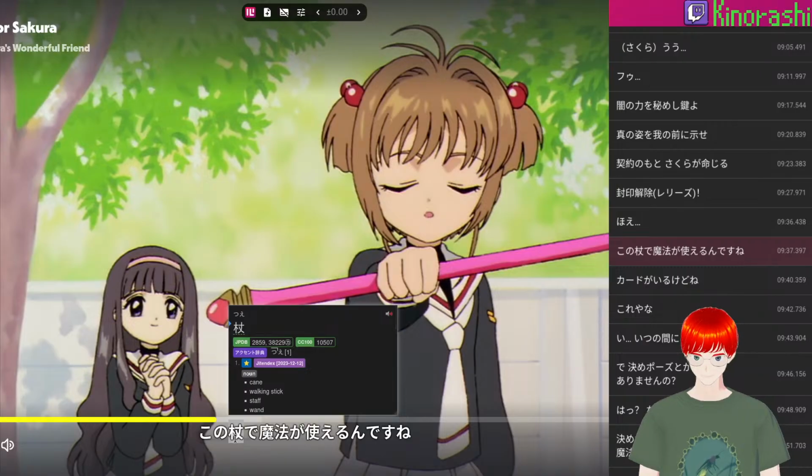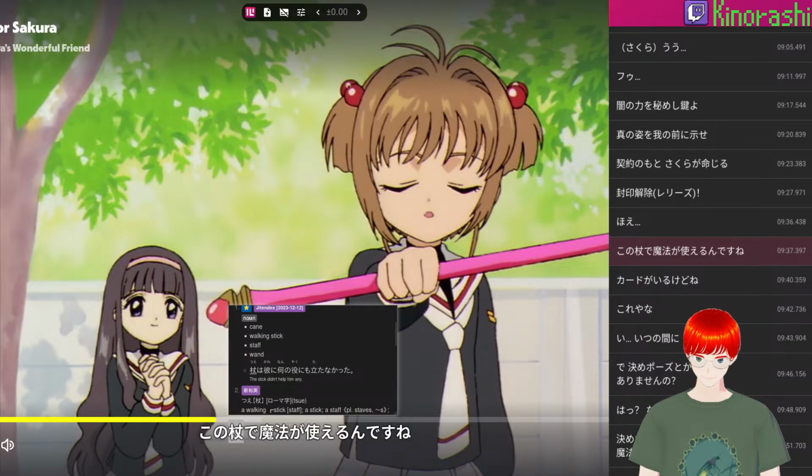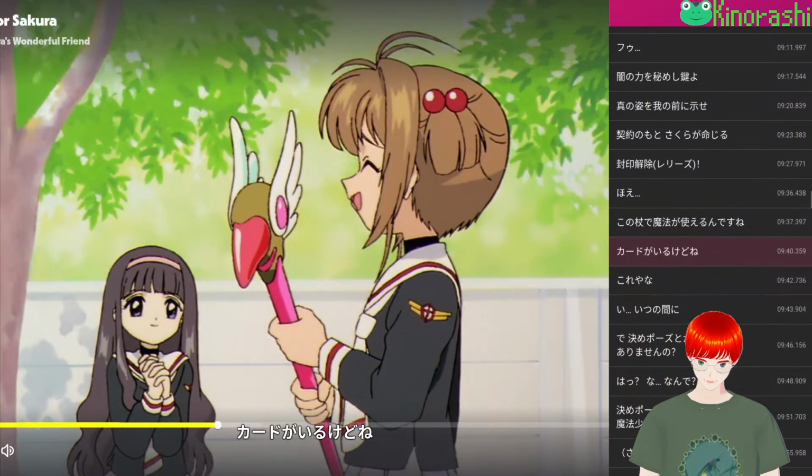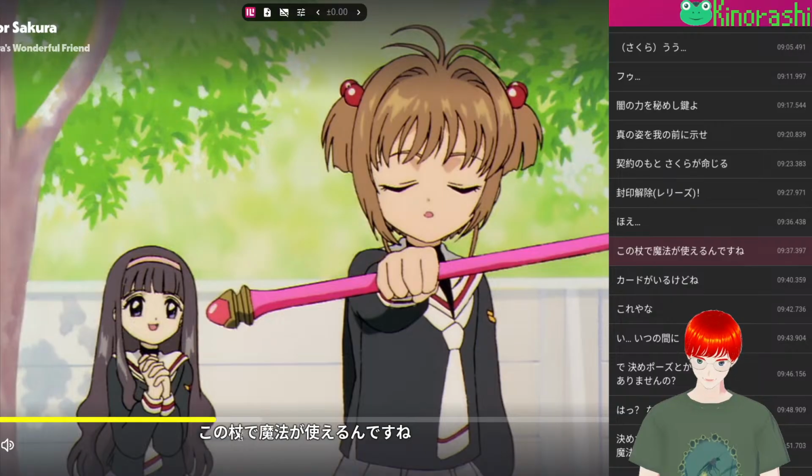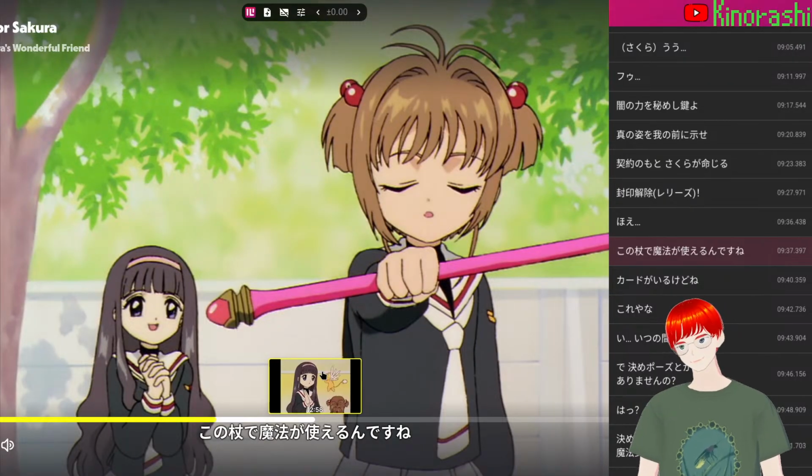Kono sue. Sue: cane, walking stick, staff, wand. Konosue de maho ga tsukaerun desu ne. So, this staff or wand, de is being used as denoting the tool that you're using, in this case the staff or wand. Maho ga tsukaerun, or able to use magic, desu. So this would be the staff that allows you to use magic, essentially.